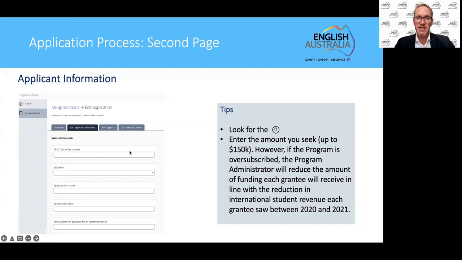But here, again, the CRICOS provider number aligned with the provider name, which you've put in, all of those details that were required. And then you start to put in the detail around the volume of funds that you wish to apply for, up to the $150,000. Noting that $150,000 is ex-GST.